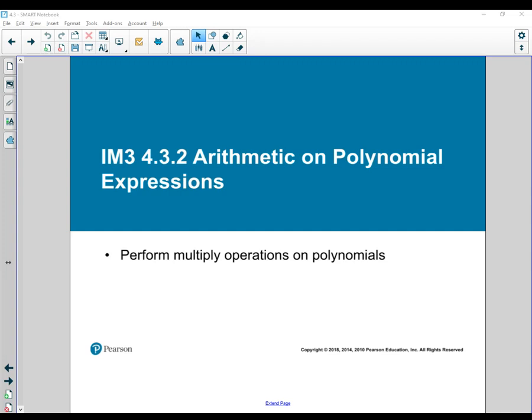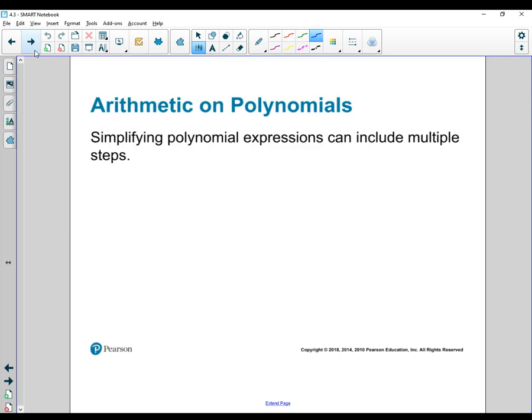Or we actually did that last week. And yesterday we simplified polynomials, which really was just combining like terms once you think about it. And you just had to be careful with a negative. Today we're doing arithmetic on polynomial expressions. Fancy words, but we're really kind of doing the same thing, except adding a little bit of multiplying and distribution in there.